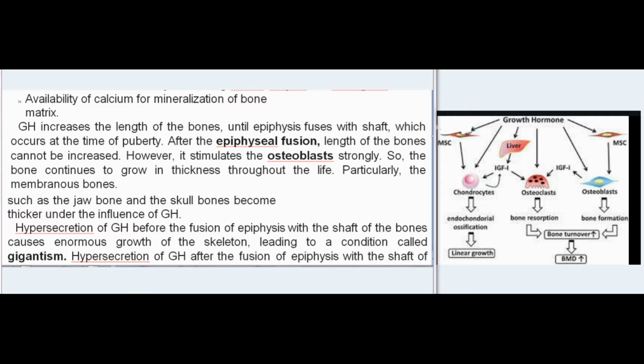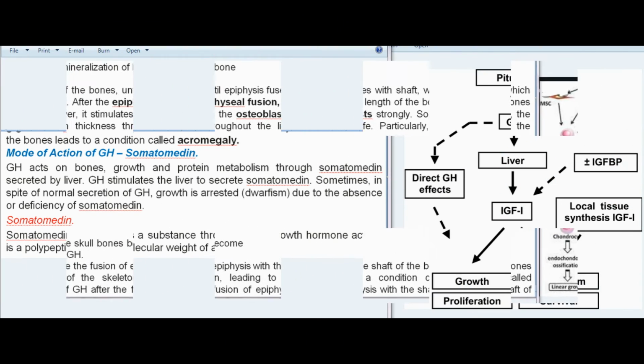Particularly, the membranous bones, such as the jaw bone and the skull bones, become thicker under the influence of GH. Hypersecretion of GH before the fusion of epiphysis with the shaft of the bones causes enormous growth of the skeleton, leading to a condition called gigantism. Hypersecretion of GH after the fusion of epiphysis with the shaft of the bones leads to a condition called acromegaly.